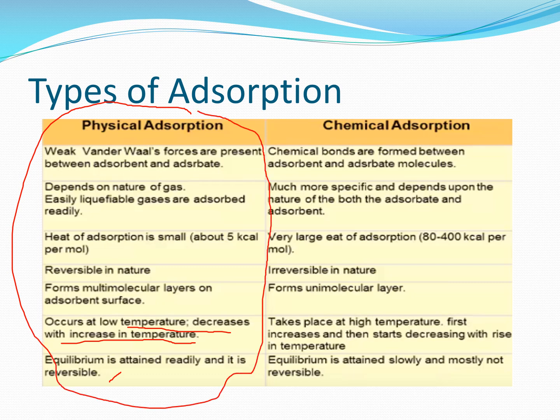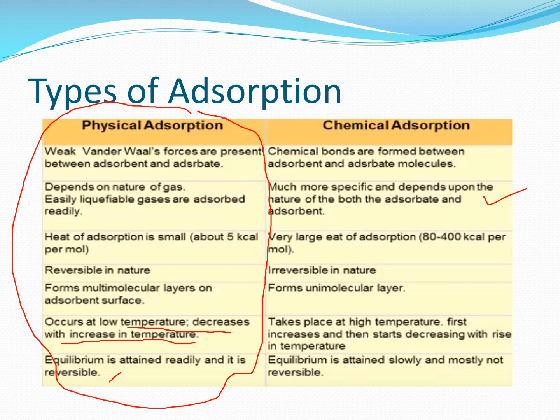So chemical adsorption, just for your understanding, is where chemical bonds are formed, ionic bond or covalent bond. Much more specific, it depends upon the nature of both adsorbate and adsorbent. So if they need to react, then the reaction takes place at a certain condition, the molecules, their properties and their temperature and the pressure and the conditions.